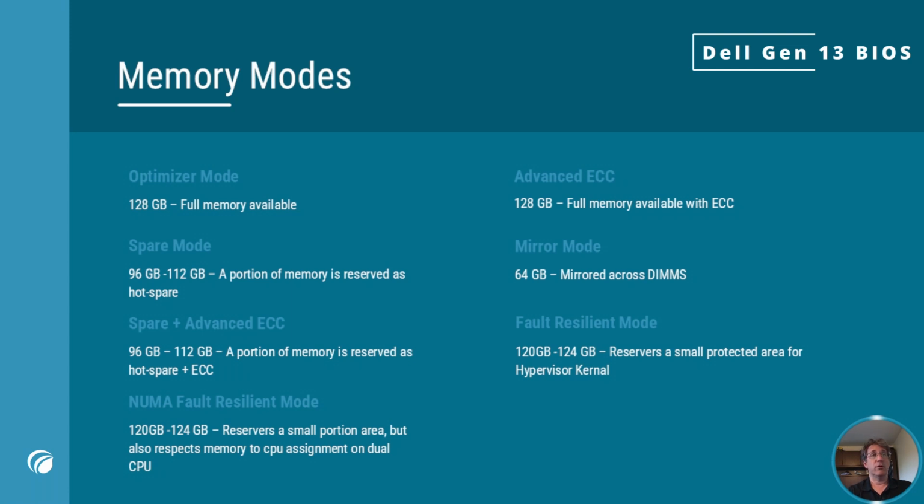The sixth memory mode is the fault resilient mode. You have between 120 and 124 GB of memory. We have a small portion which is reserved for the hypervisor kernel, like Proxmox, VMware or Hyper-V. This is useful for virtualization stability. The final, 7th memory mode is called the NUMA fault resilient mode. It's the same one as the fault resilient mode, but with some NUMA node. This is perfect for systems with dual CPUs and NUMA-aware hypervisors.